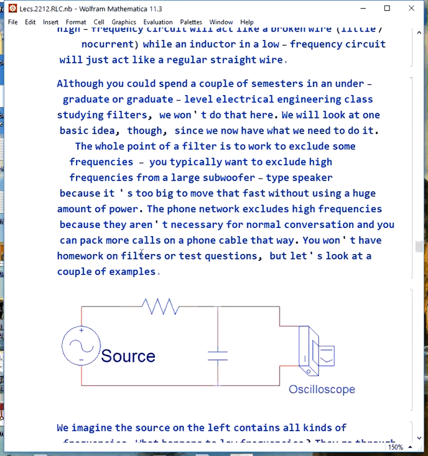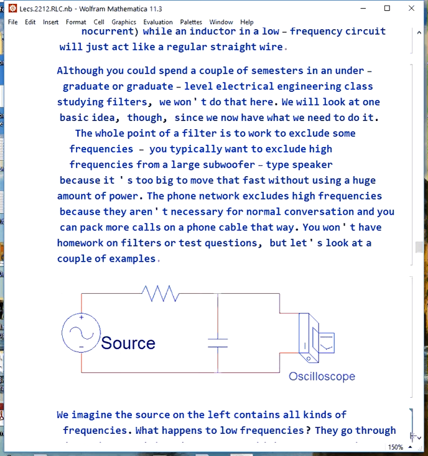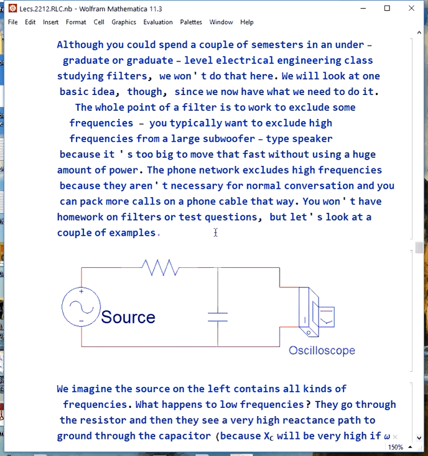Now, related to this, a side topic, this is not a course requirement, this is just something that I think you might find interesting. You could spend a couple of semesters of undergraduate or graduate level electrical engineering classes looking at filters, and we're not going to do that. I'm not qualified to teach it to you. But we can take what we just learned and understand a little bit about filters. The whole point of a filter is to exclude some frequencies and to allow some others.